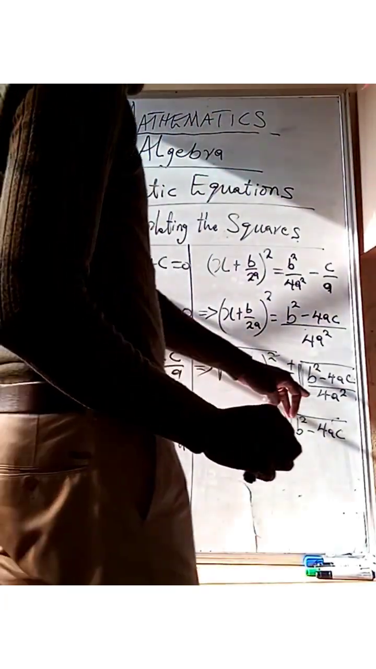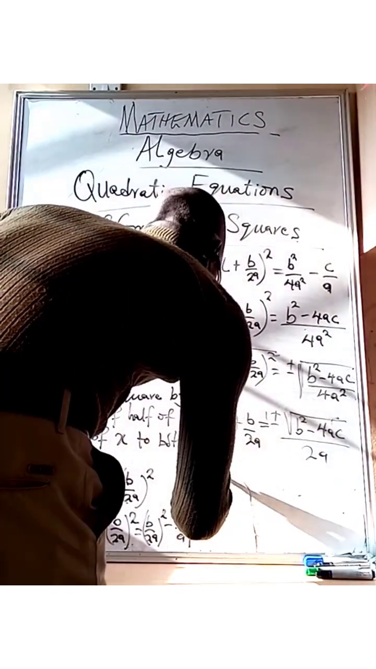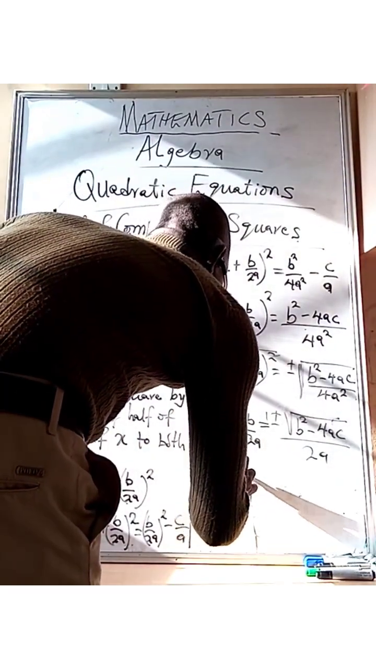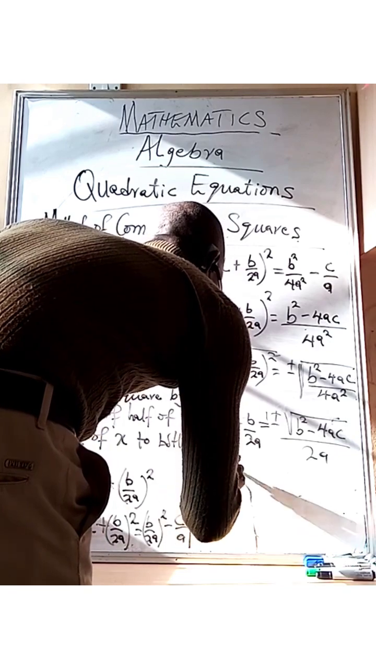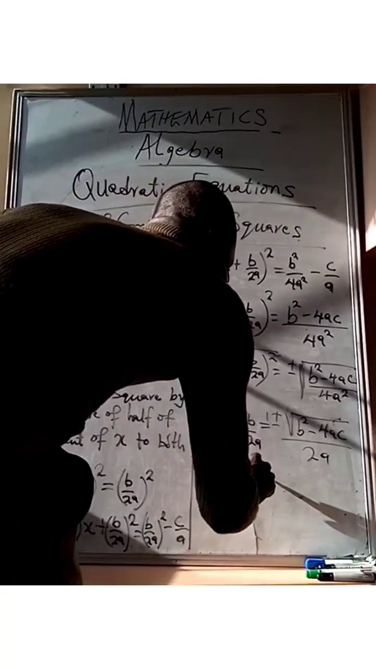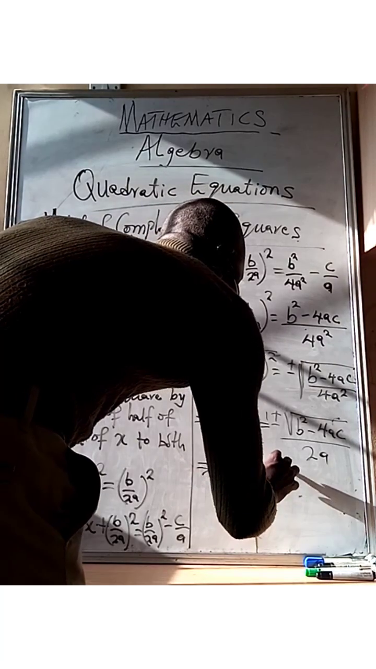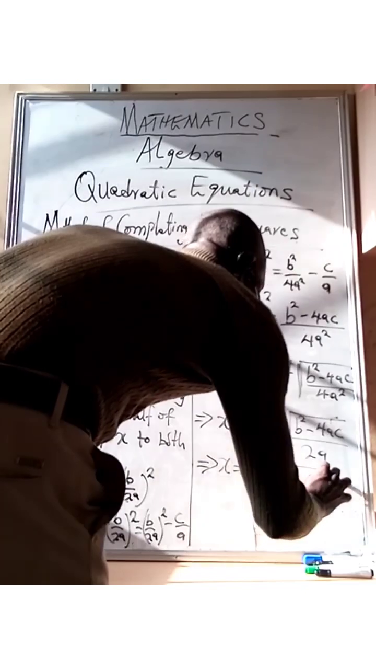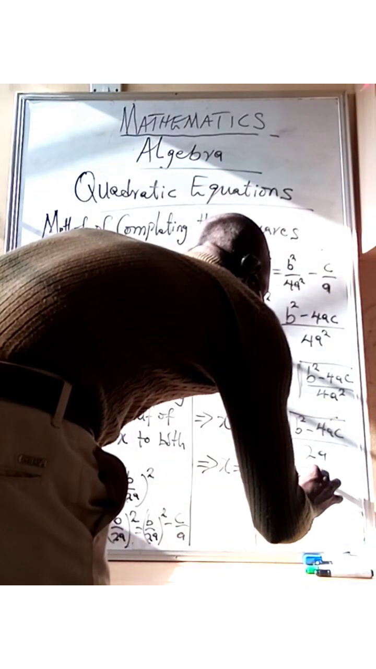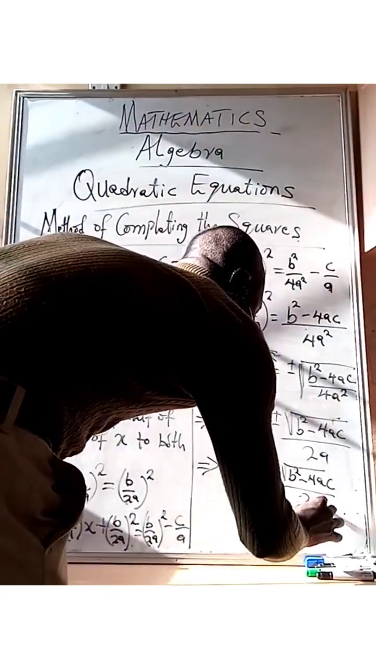But because 4a squared is a perfect square, the square root will no longer get there. We just put the square root there, which is 2a. So it implies x equals, this one will now go to the other side. We have negative b over 2a positive or negative the square root of b squared minus 4ac over 2a.